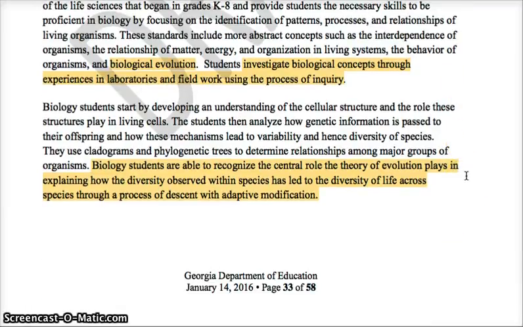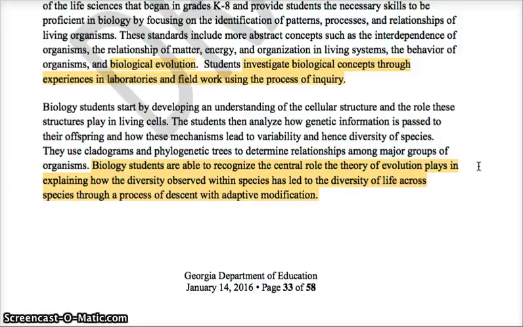Of course, biology cannot be observed today, so it's a little difficult knowing how to study it in the empirical world. Anyway, the next paragraph says biology students are able to recognize the central role the theory of evolution plays in explaining how the diversity observed within species has led to the diversity of life across species through the process of descent with adaptive modification. This statement is understood to mean that evolution, that is molecule to man evolution, or particle to people, is the overview of understanding of the scientific world, how man came to be.